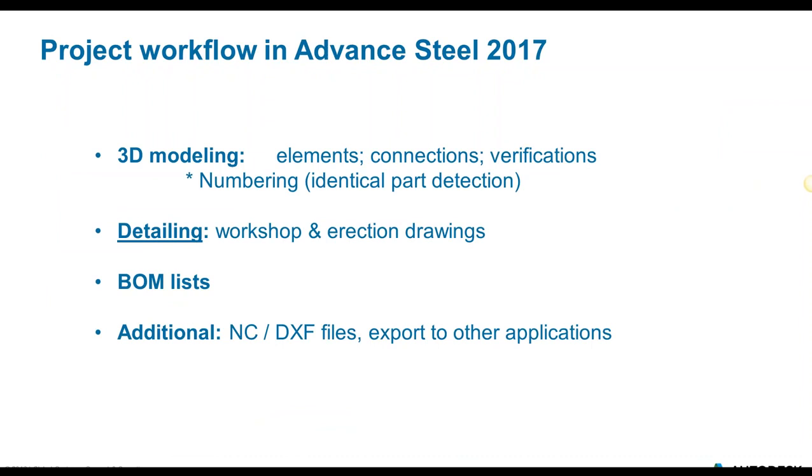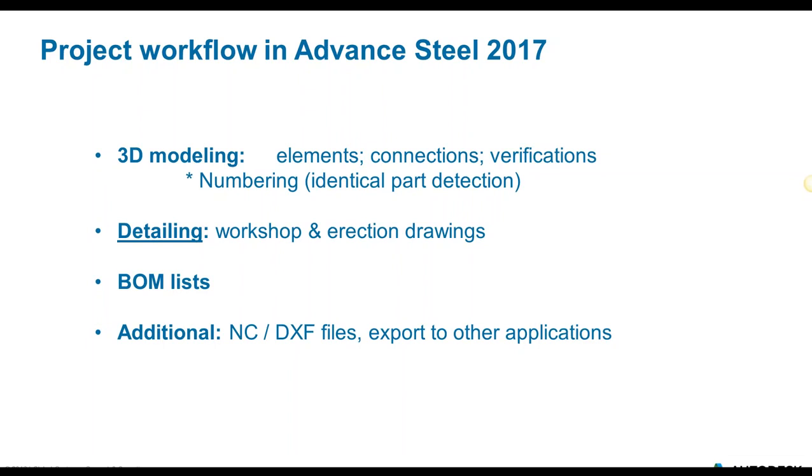Let's start with our today's topic. The project workflow in Advanced Steel can be structured in the following phases. 3D modeling, when the entire model is created with all the elements and connections, then checking and verification, and then the numbering, identical part detection process. The next phase is the detailing phase, creating the workshop and erection drawings.